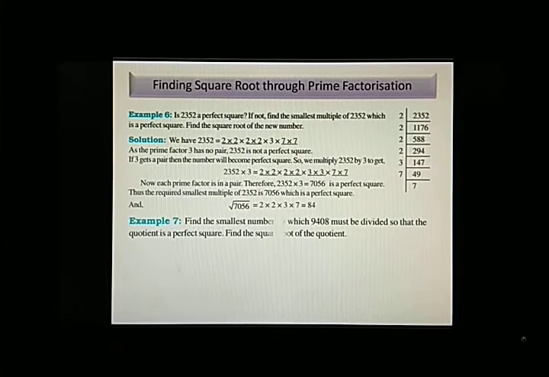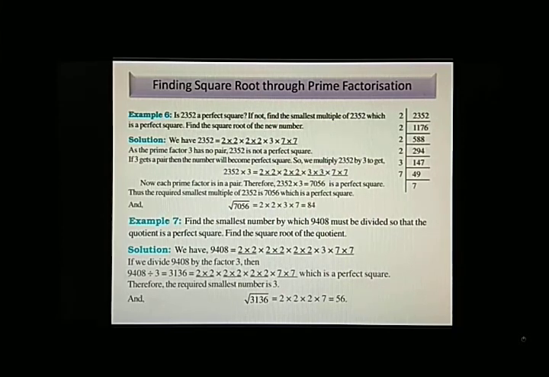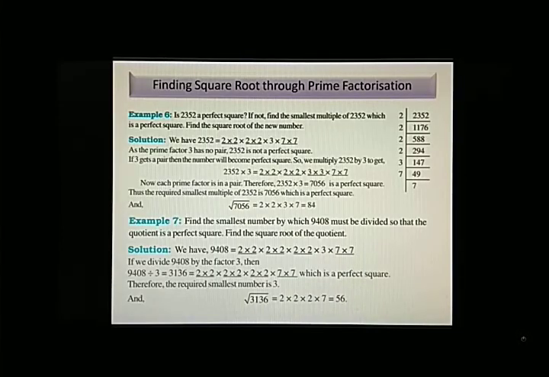Now moving on to the next question. Find the smallest number by which 9408 must be divided so that the quotient is a perfect square. Here also same thing. First of all, I have to find the prime factors. We have skipped to the earlier, meaning the next slide.